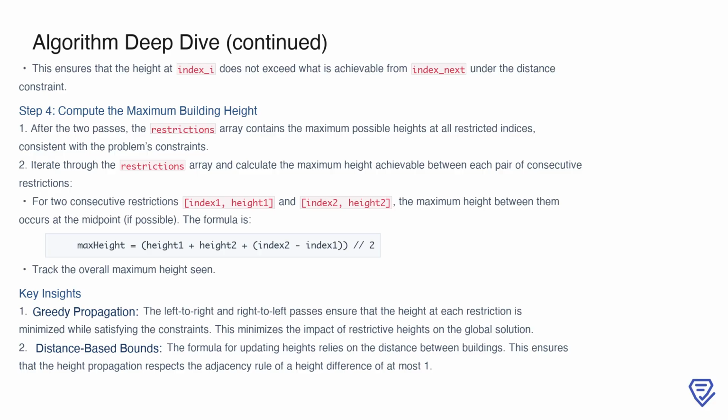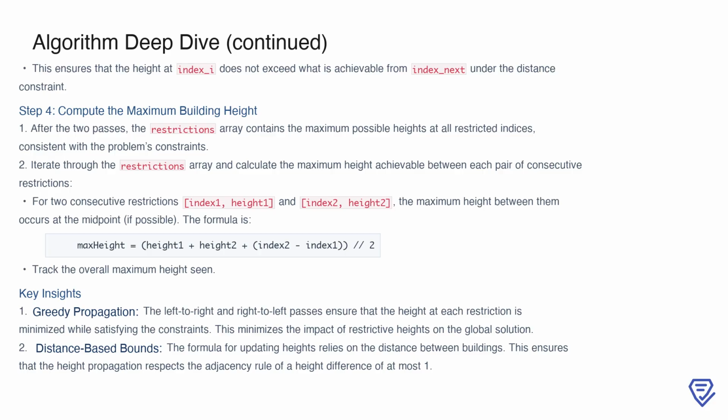Following the left-to-right pass, we perform a right-to-left pass through the same sorted restrictions. The logic here mirrors the previous step but propagates constraints in the opposite direction. For a restriction at index_i with height_i, we adjust its height based on the next restriction at index_next with height_next. The height at index_i is updated to the minimum of its current value and height_next plus the distance between the indices. This ensures that the height at index_i respects the adjacency rule when moving from right to left.